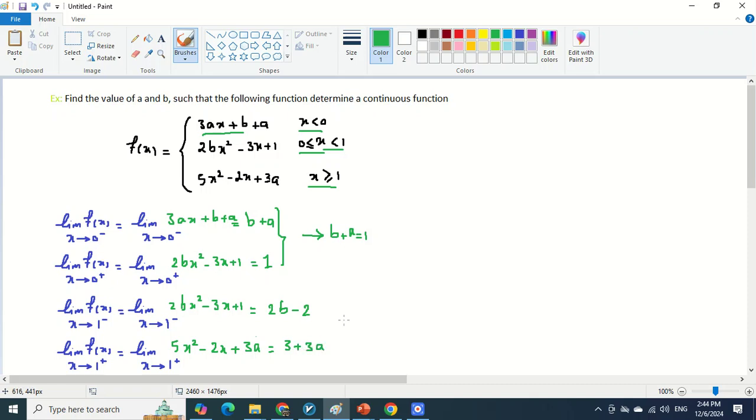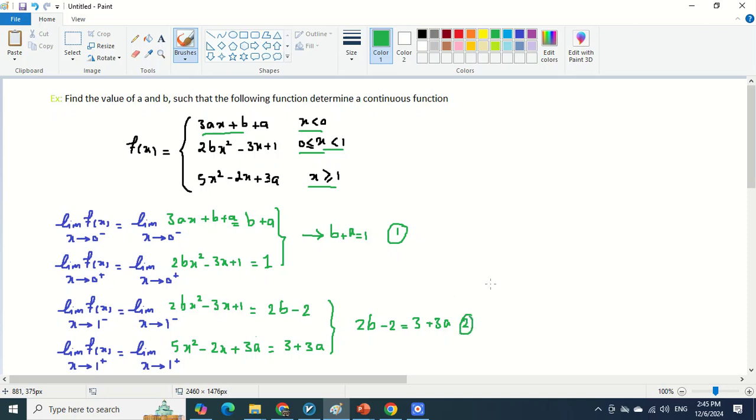So the right side and left side limits should be equal. So I have 2b minus 2 as the left side limit, which should be equal to the right side limit, which is 3 plus 3a. So right now I have two conditions. One of them is given in the first equation over here, and the other one is given here as a second relation that I have.